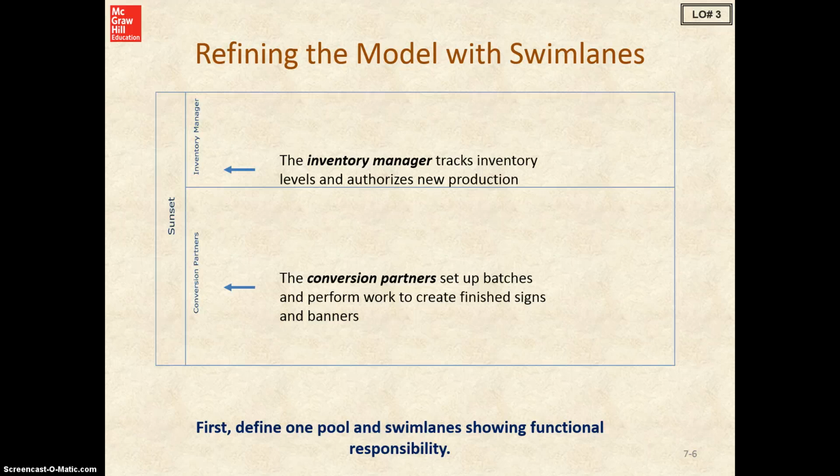If we look at this model more refined with some swim lanes, the inventory manager tracks inventory levels and authorizes new production, while the conversion partners set up batches and perform work to create finished signs and banners.